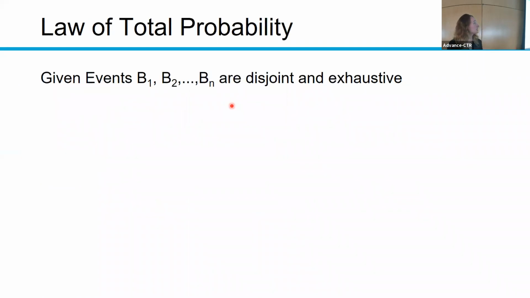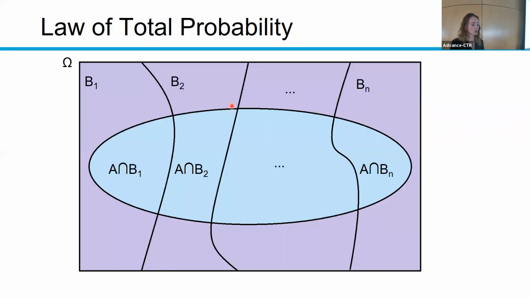Okay, next is the law of total probability. Given you have events B1, B2, all the way up to Bn, any number of B events, that are disjoint and exhaustive. Disjoint, we went over, means mutually exclusive, no overlap between these events. What exhaustive means is they take up the whole sample space. So B1 to Bn are disjoint, no overlap, and exhaustive. They cover that whole square. So no matter where you fall in this sample space, you're guaranteed to fall in some B somewhere.